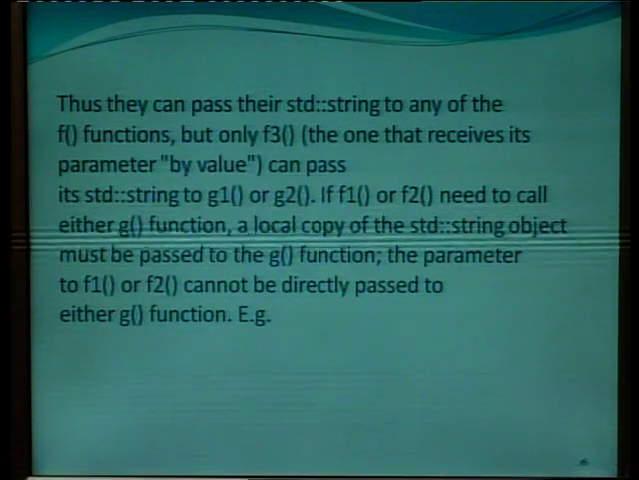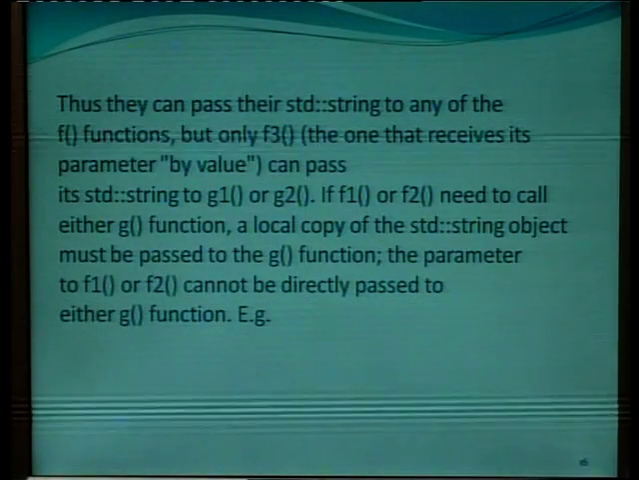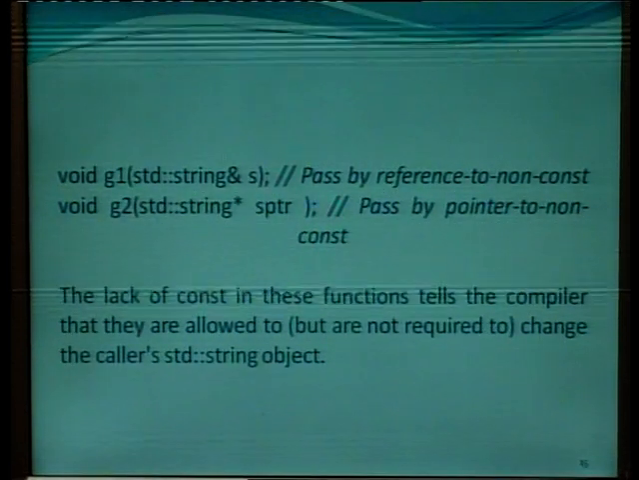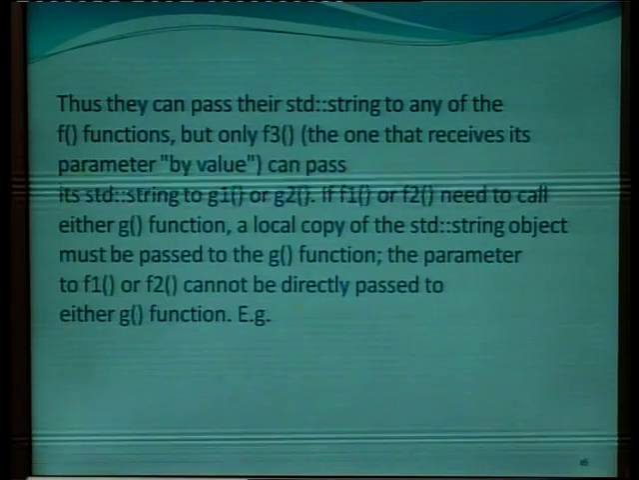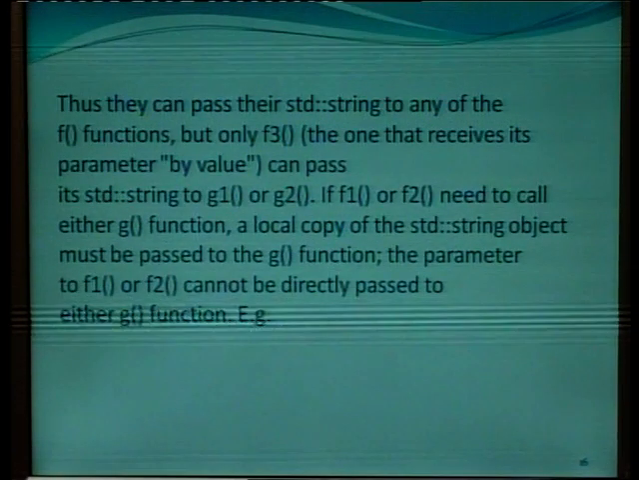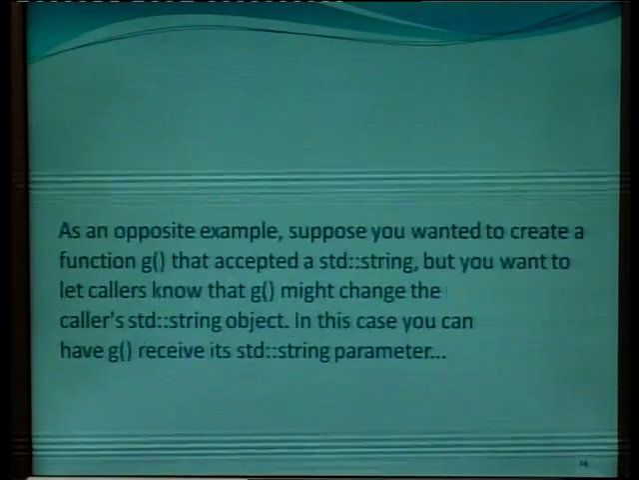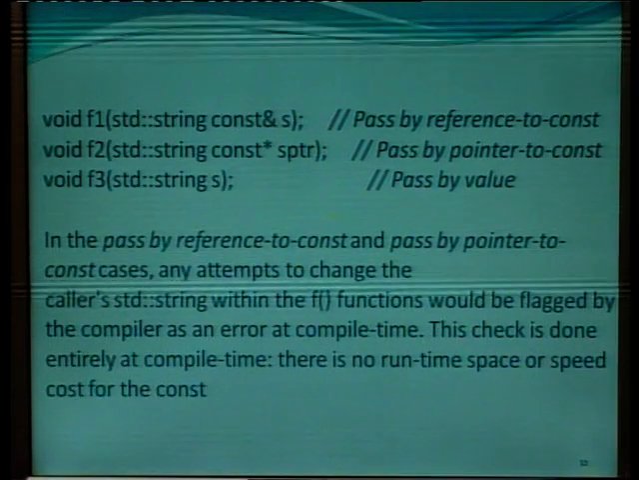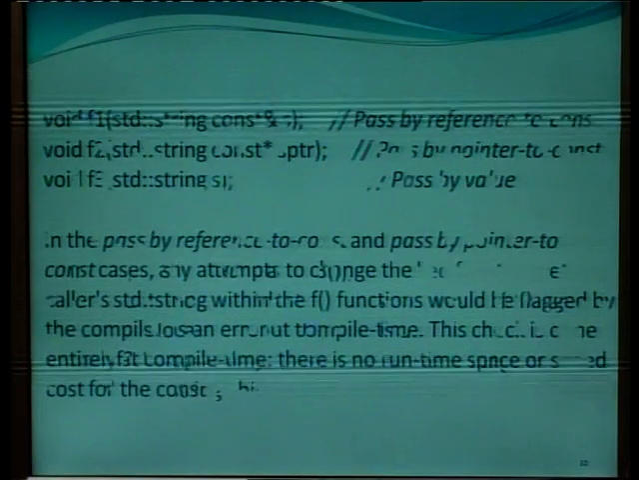The parameter to f1 or f2 cannot directly pass either g function. Here g1 is the standard pass by reference non-constant and g2 is pass by pointer non-constant. Thus they can pass their standard string to any of the f functions, but only f3. f3 here is standard string pass by value. So f1, f2, f3 are pass by reference to the constant, pointer to the constant, and pass by value.